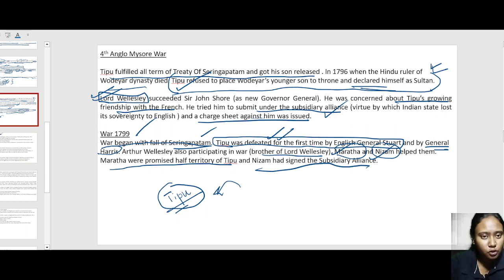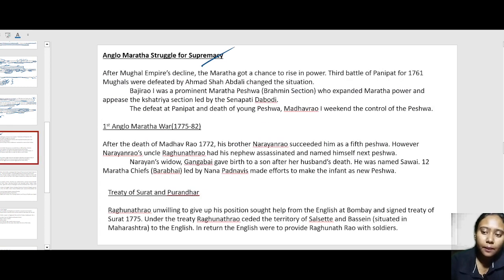There were four Anglo-Mysore wars. We need to know about the dates and the treaties that were concluded to finish each war. These four Anglo-Mysore wars are important for understanding the history of South India, especially the power of Hyder Ali and Tipu Sultan. Now we will come to the Anglo-Maratha struggle for supremacy.